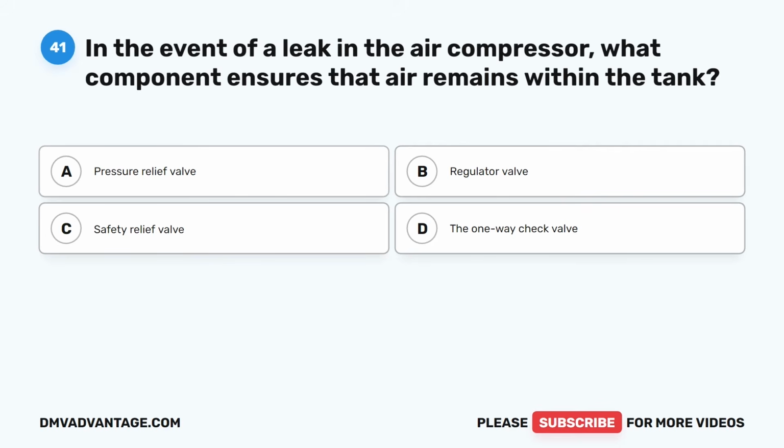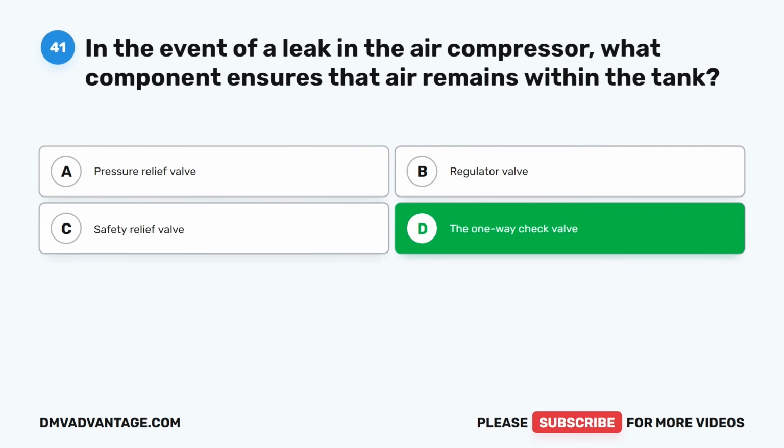Question 41. In the event of a leak in the air compressor, what component ensures that air remains within the tank? A, pressure relief valve. B, regulator valve. C, safety relief valve. D, the one-way check valve. The correct answer is D, the one-way check valve.